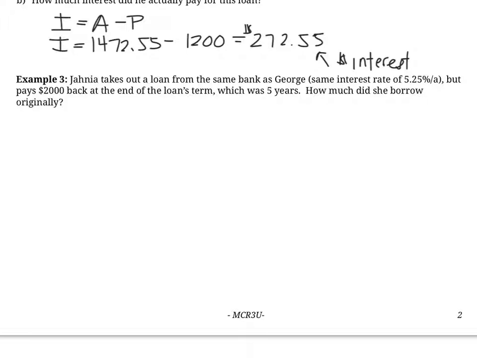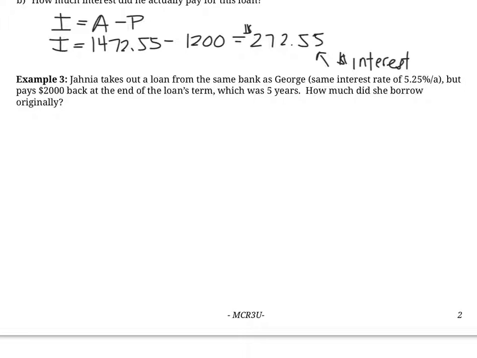Because this is the same bank and the same loan, let's assume that it's also compounded annually. We don't know how to do semi-annually yet. We're going to learn that in a second. So they're charging us 5.25% annually, compounded annually, and she pays $2,000 back at the end of the loan's term. So the question is, how much did she borrow originally?